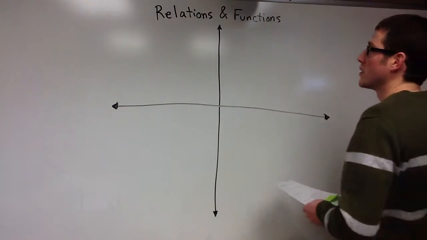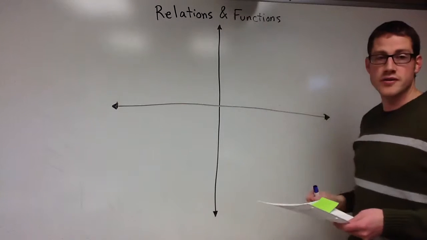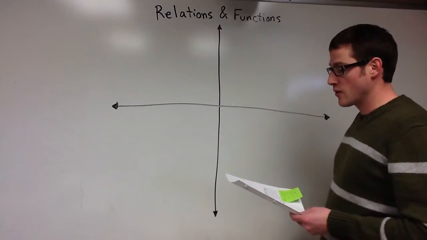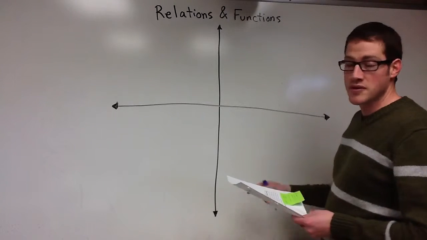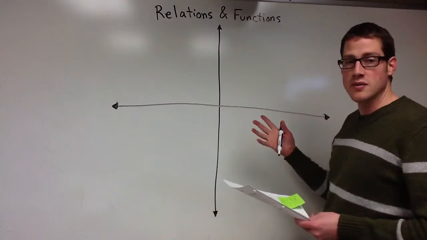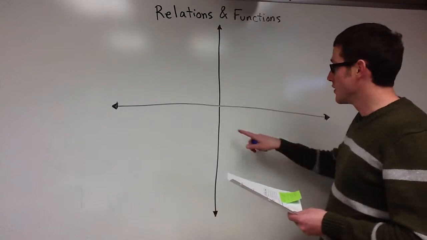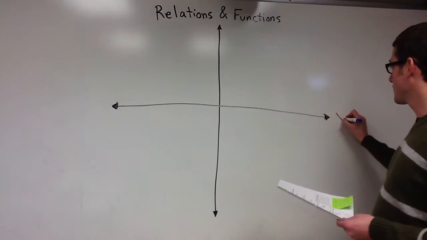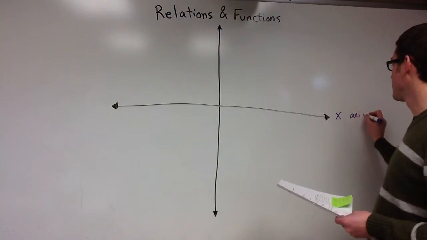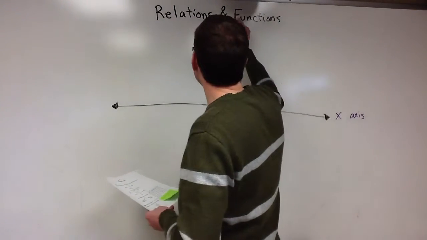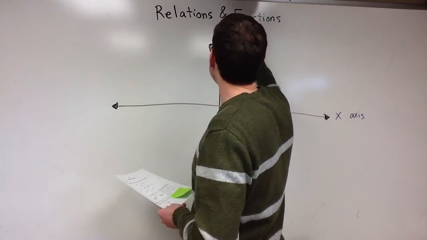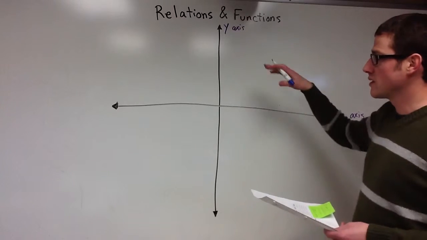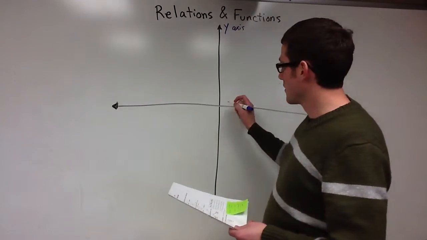In this unit we're talking about relations and functions, and here we have a Cartesian coordinate plane. I'm just going to make you aware of some of the more important things. So this horizontal axis is called the x-axis, and this is the y. The vertical is the y-axis.